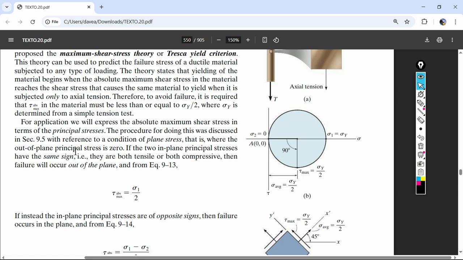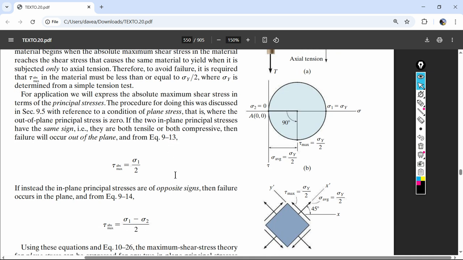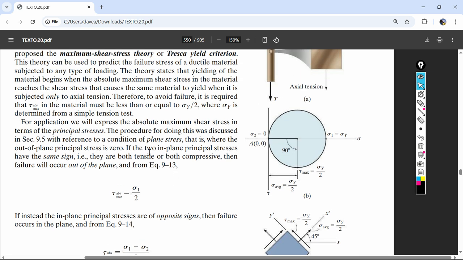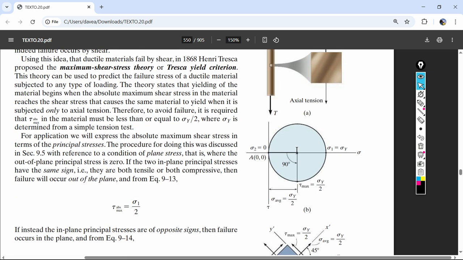Your out of plane principal stress is 0. If the two in-plane principal stresses have the same sign, they are both tensile or both compressive, then failure will occur out of the plane. Oh, so this is interesting. So we need to look at this. If the two in-plane principal stresses have the same sign, they are both tensile or both compressive. And this is fascinating, because it really requires you to look at Mohr's circle.